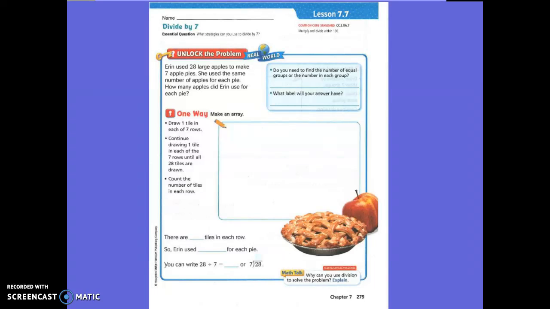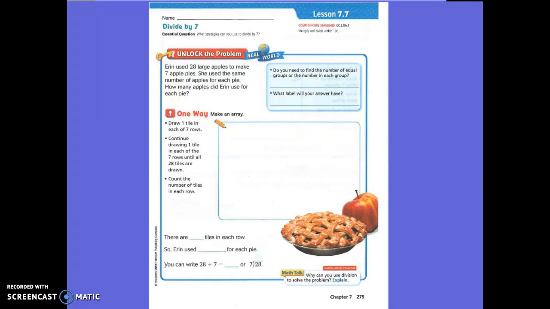Learners, today we are going to use an array, related multiplication facts, or equal groups to divide by 7. So you're going to have more work with making arrays and equal groups, so make sure you're doing them right, okay? Arrays and equal groups are not the same thing. Okay, read the problem, please.